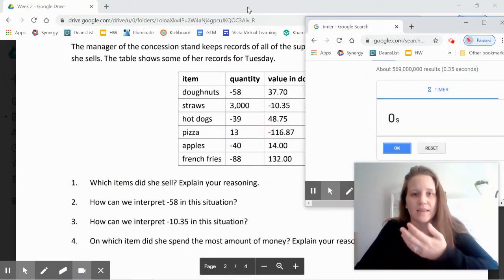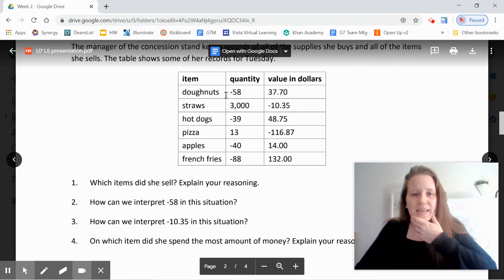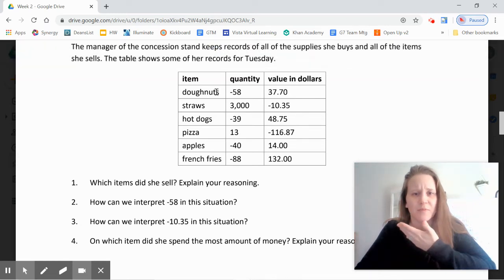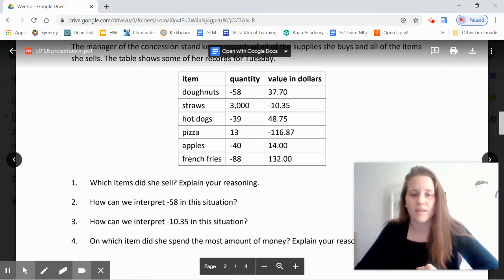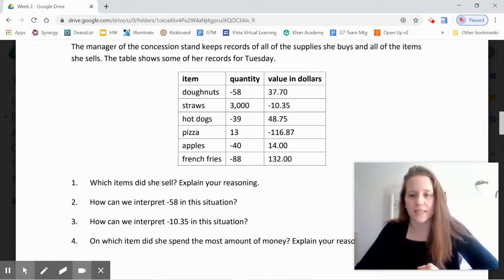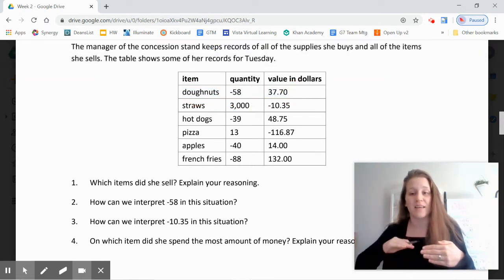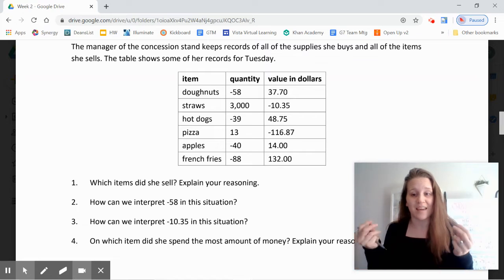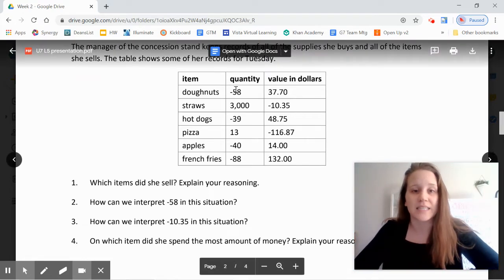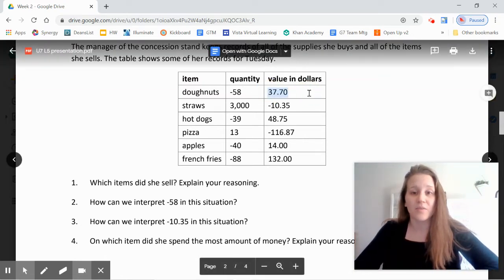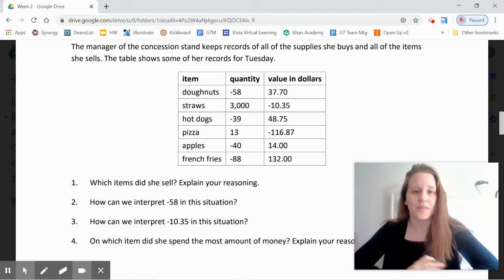I don't know how many donuts she had to start with, but the quantity has gone down, or changed by 58, because that quantity is negative. And then the value is positive. So this makes sense to me as something that's being sold, because the person selling them has fewer donuts now, but they have more money, right? So I see in the quantity, the number of donuts is going down, but the value, the money that I get, is going up, okay?